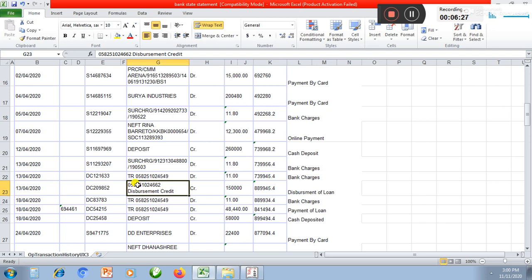So TR represents transfer. If the transfer is on the credit side, it means we have received it. That means the loan is received. If the transfer is on the debit side, you can put it as bank charges. Okay, bank charges. And if the transfer of 48,450 is on a debit side, that means it is payment of loan. Loan is paid. Remember. Okay.